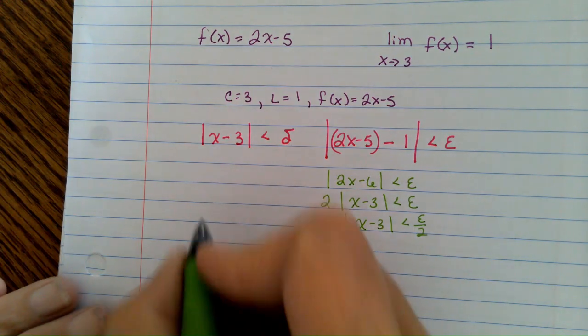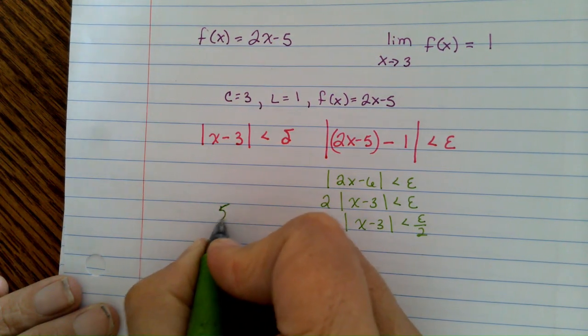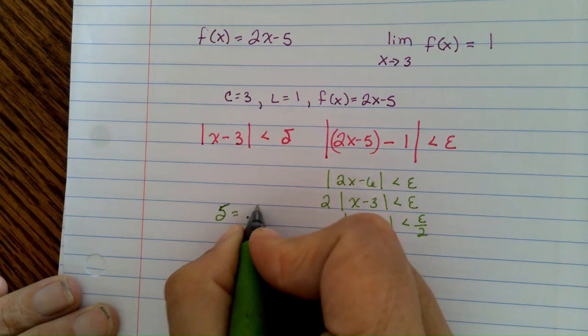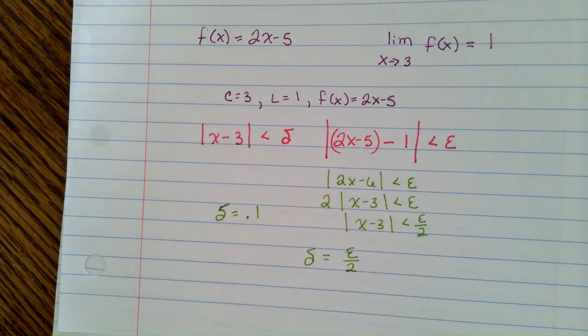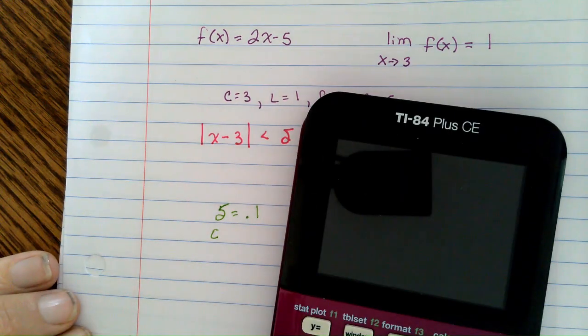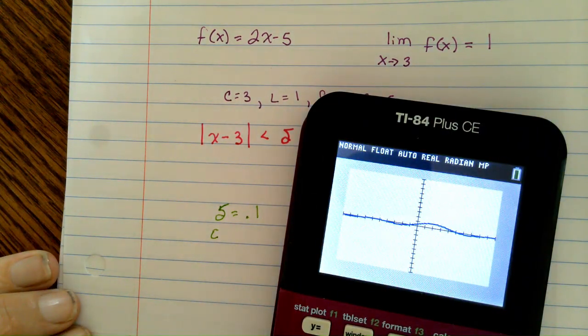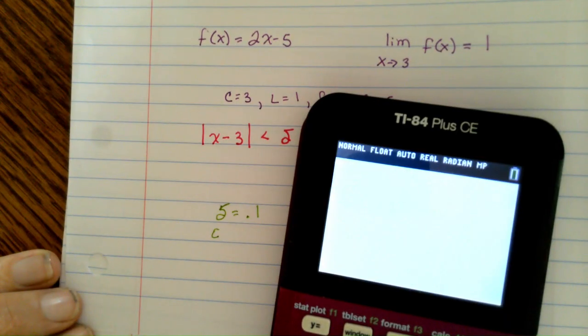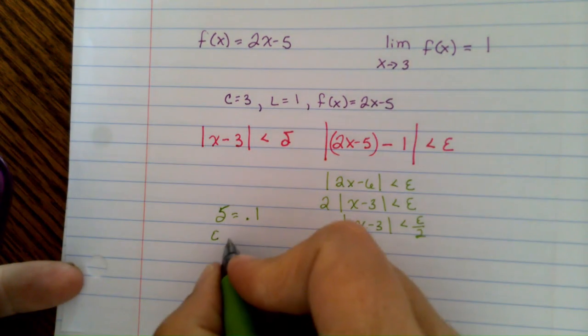So if I told you delta needed to be within 0.1, then epsilon would be, and we just take 0.1 divided by 2, and we'd have 5/100ths.